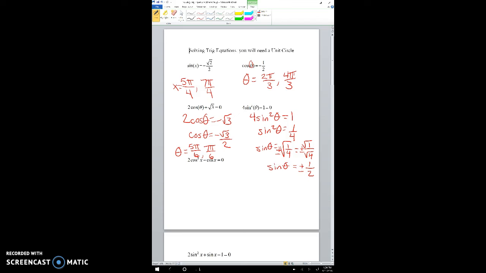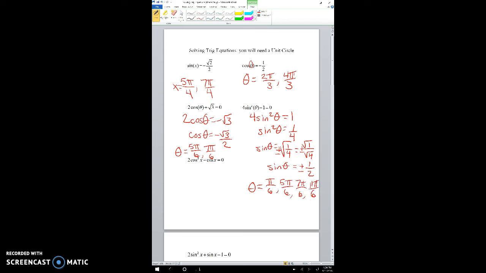So we are going to go around the unit circle and look for any y values that are either positive 1/2 or negative 1/2. That is going to happen at all of the over 6's. So positive 1/2, positive 1/2, negative 1/2, and negative 1/2.